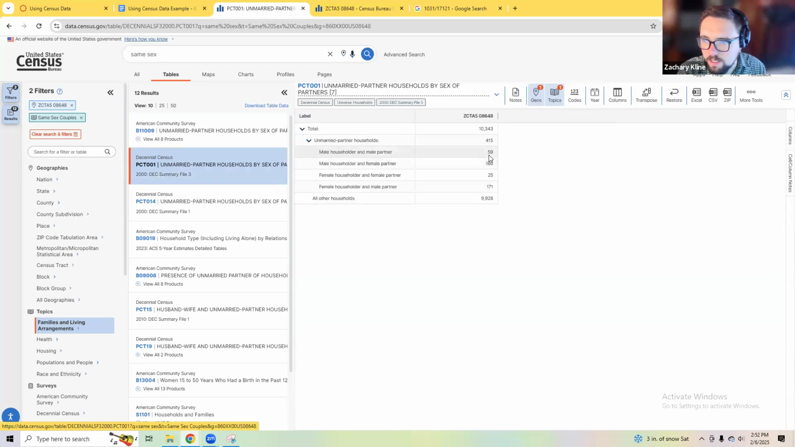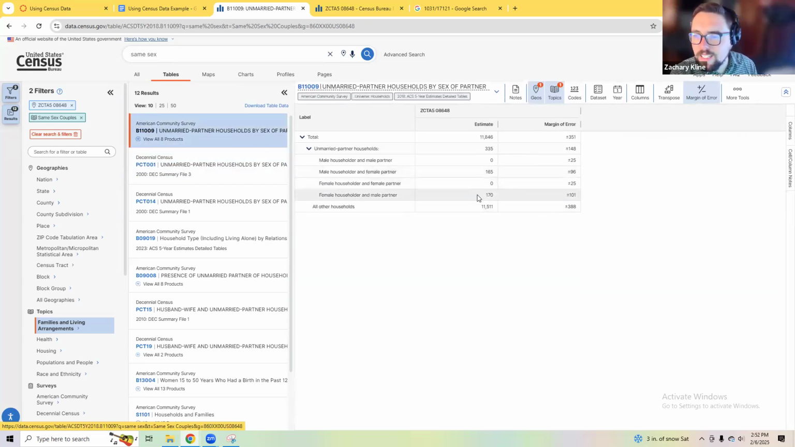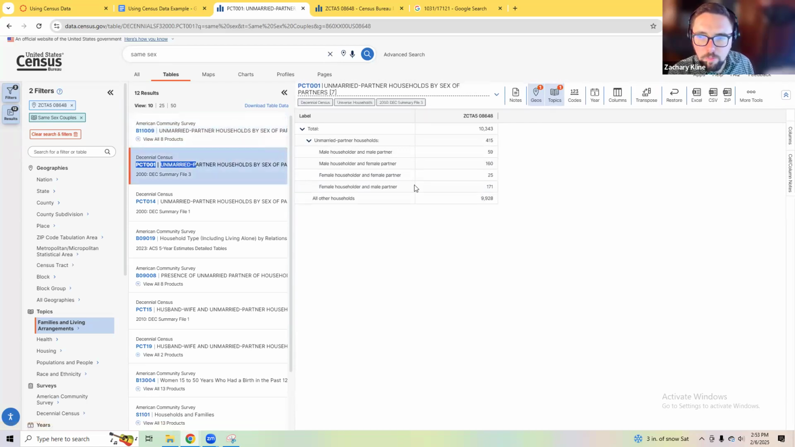Maybe it is. This is as of the decennial census, which I probably trust a little more. The other one is from the ACS, which is just a survey. So what this meant is that based on their survey, they didn't have any unmarried male gay couples. But the decennial census actually collects data on every single person, so it's more likely to be accurate.